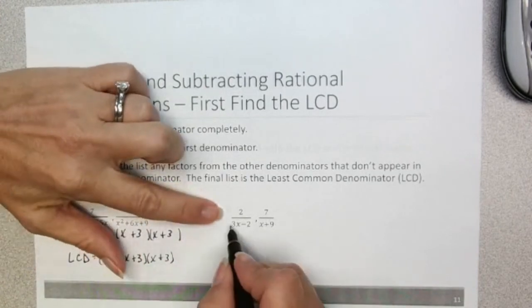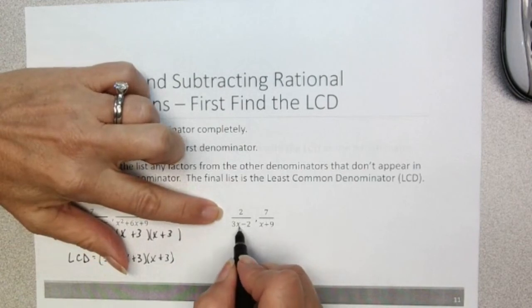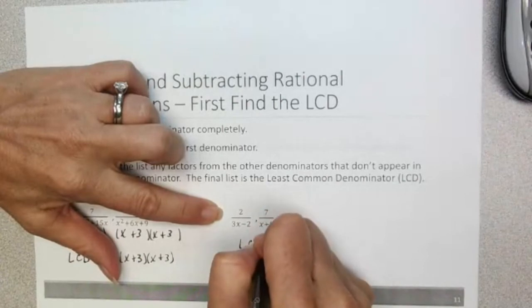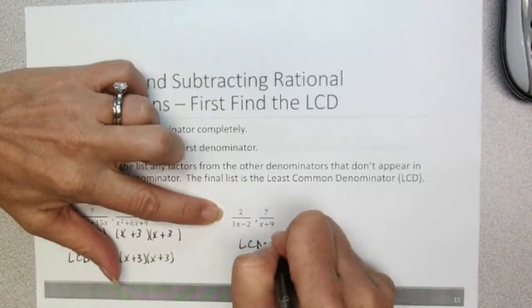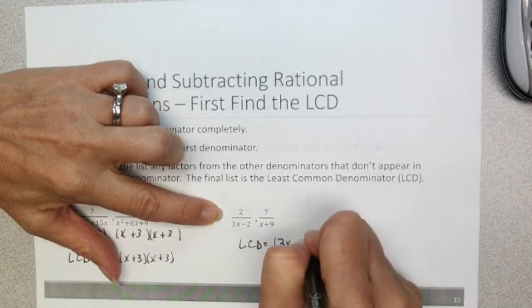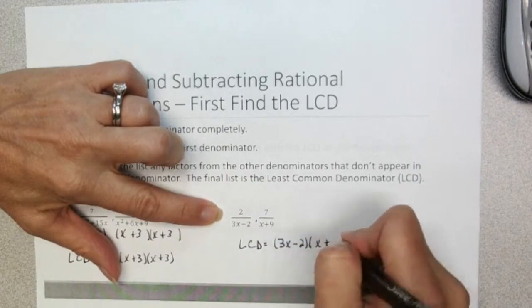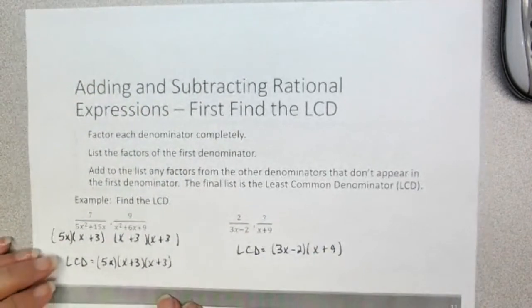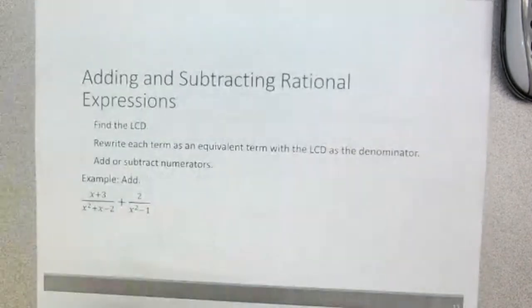Look at the second example here. Neither one of these denominators factors. That means my least common denominator here is going to have to be the first denominator times the second denominator, or 3x minus 2 times x plus 9. Okay. So that's finding your least common denominator.